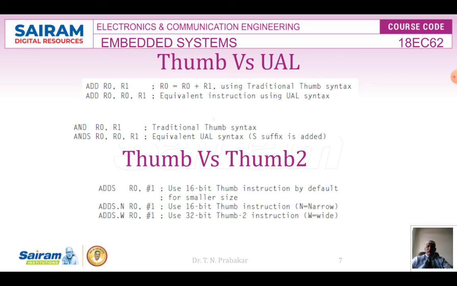On the other hand, if I want to particularly use the 32-bit thumb2 instruction, in the sense then you have to put ADDS dot W. So W stands for wide. So in that case, it will be considered as a thumb2 type of instruction, and 32-bit will be added or subtracted, right? Whatever it is. In this case, actually it is addition, right? So this is actually the general comparison between thumb versus thumb2 type of instructions.